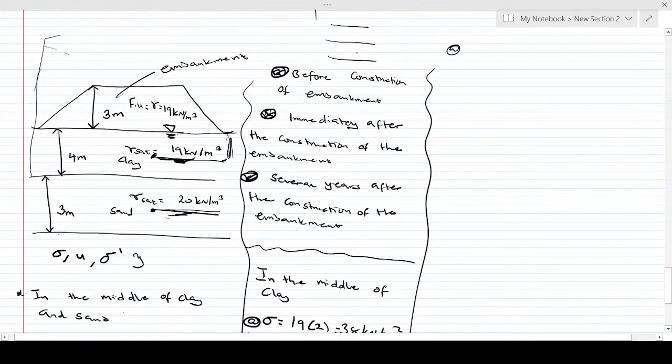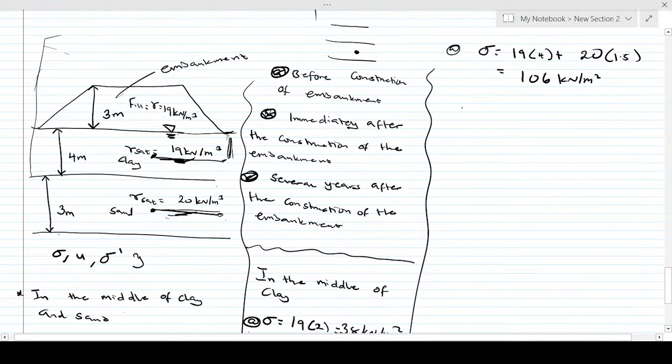Then we consider the middle, assuming the embankment is not present. So the total stress is simply without the embankment: 19 by 4 plus 20, that of the sand, times the distance to the middle, which is 1.5. Now we get our total vertical stress to be 106 kilonewton per meter square.